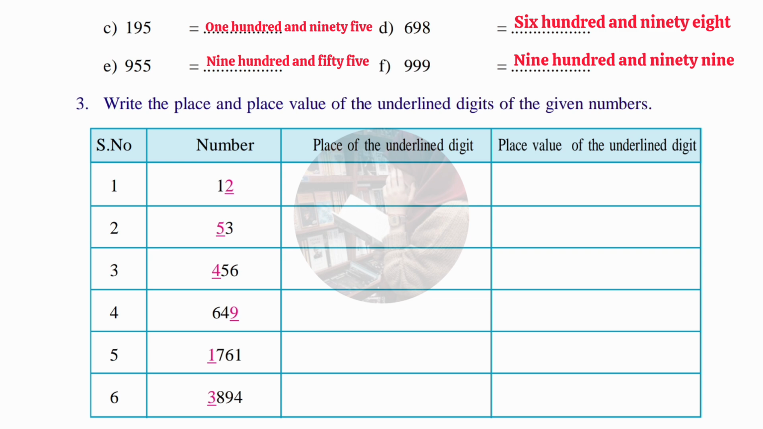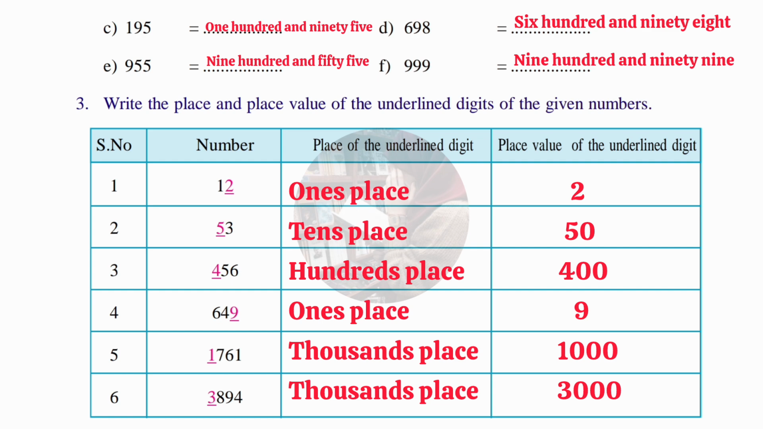Okay, let's see the third Roman, which is write the place and place value of the underlined digit for the given numbers. Here one box is given in which we have 4 columns. One serial number, second one number, third one place of underlined digit. Next fourth column is place value of underlined digit. Okay, let's see. First one is given 12. Here underlined digit is 2. So 2 is in which place? Ones place. Write down ones place. And the place value of 2 is 2 itself.